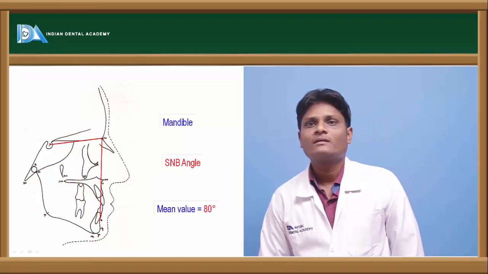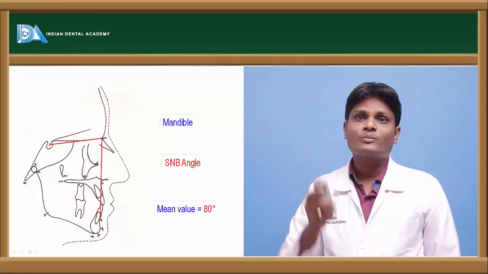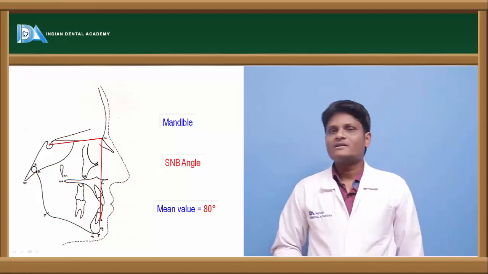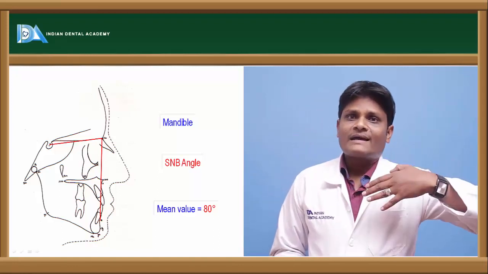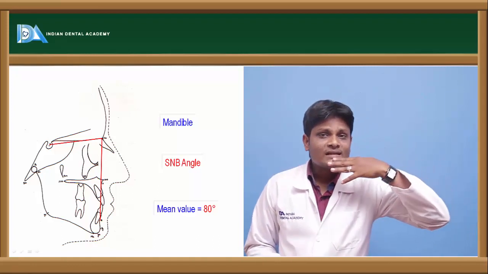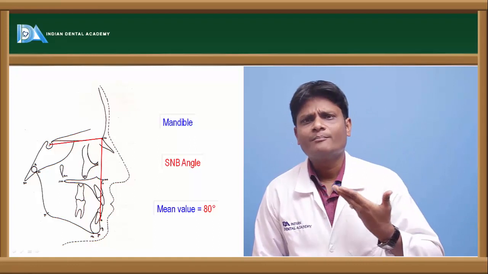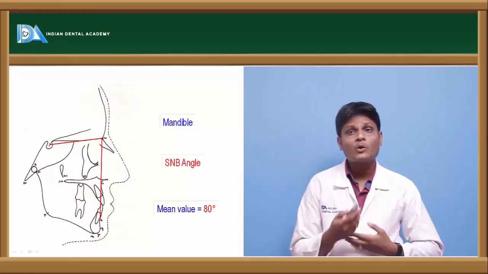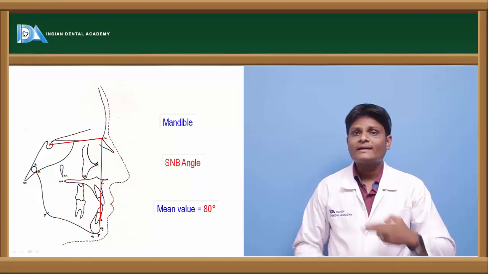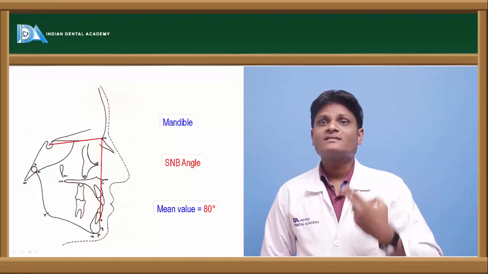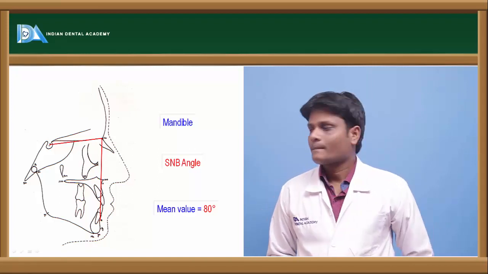It's the angle between the SN plane and a line drawn from nasion to point B. The average angle is 82 degrees. Here also, this angle relates the skeletal mandible to the anterior cranial base. If the SNB angle is more than 80 degrees, it indicates a prognathic mandible, whereas an SNB angle of less than 80 degrees indicates a retrognathic mandible or a class 2 skeletal pattern.